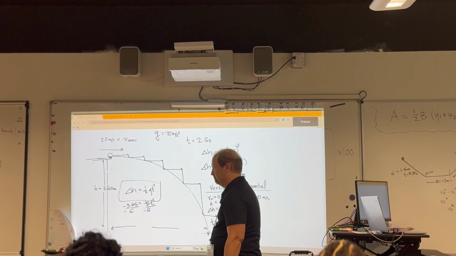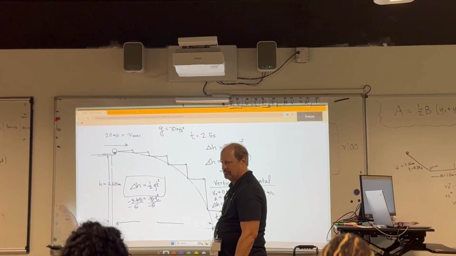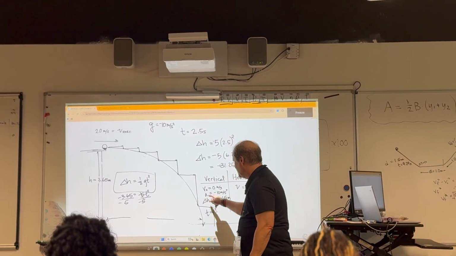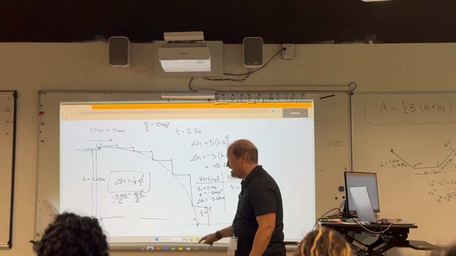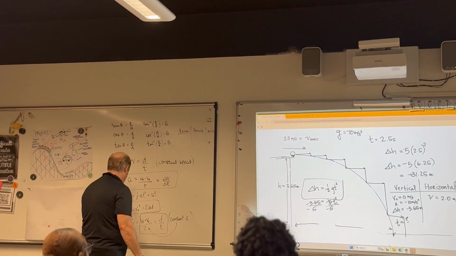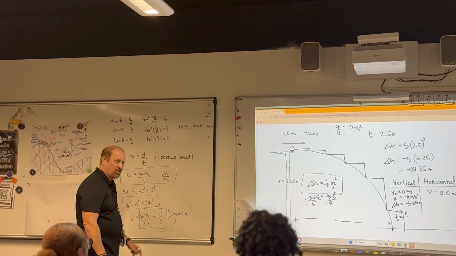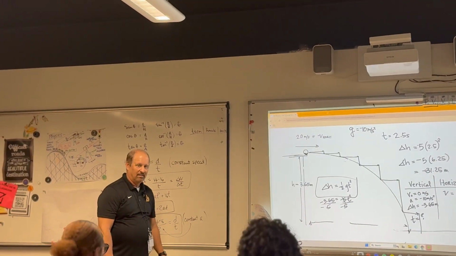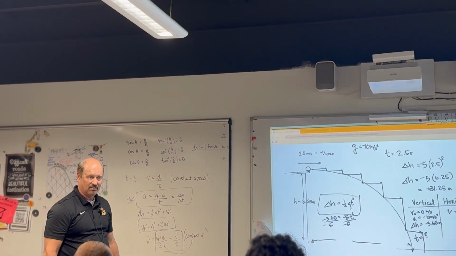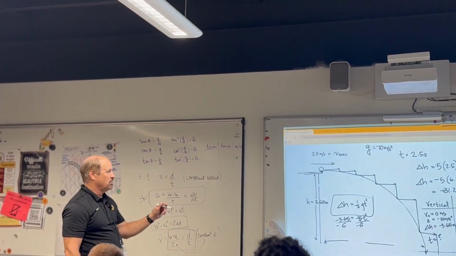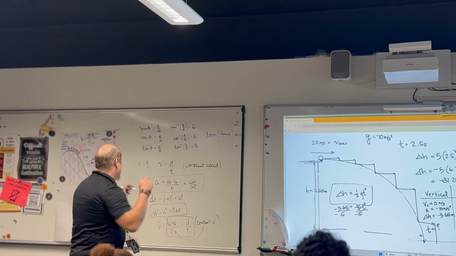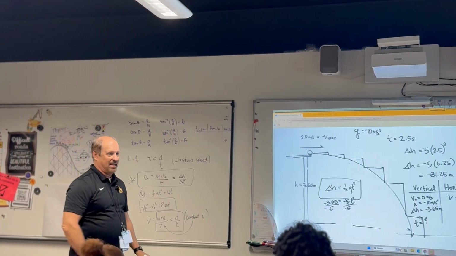So how did you know to use that? Because I looked at the list, and this list says V initial, A, delta H, and T. That's the only one that has that collection of things. So you look at your situation, write down the one you're looking for, match it up to a formula, and plug it in.